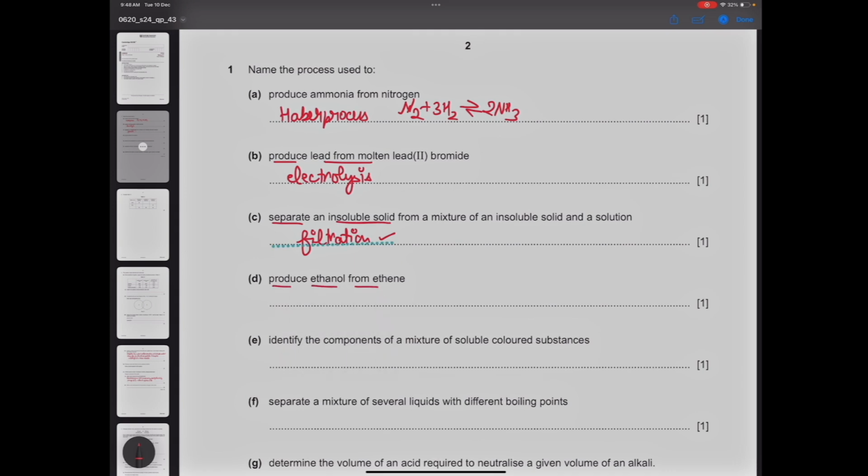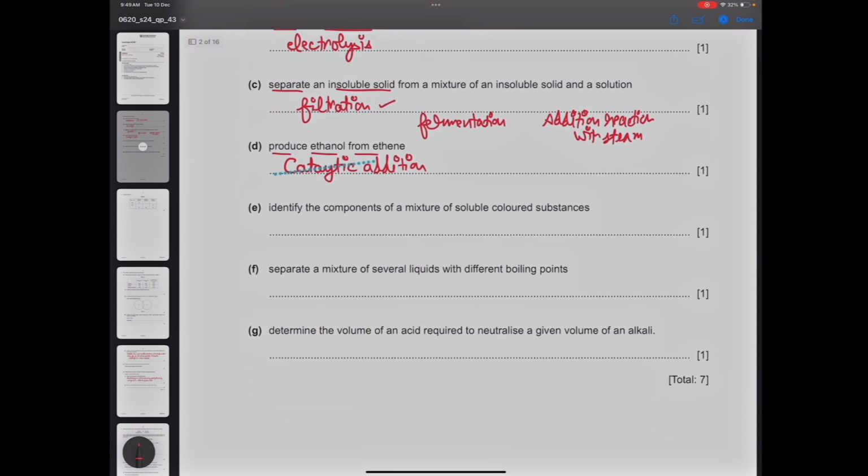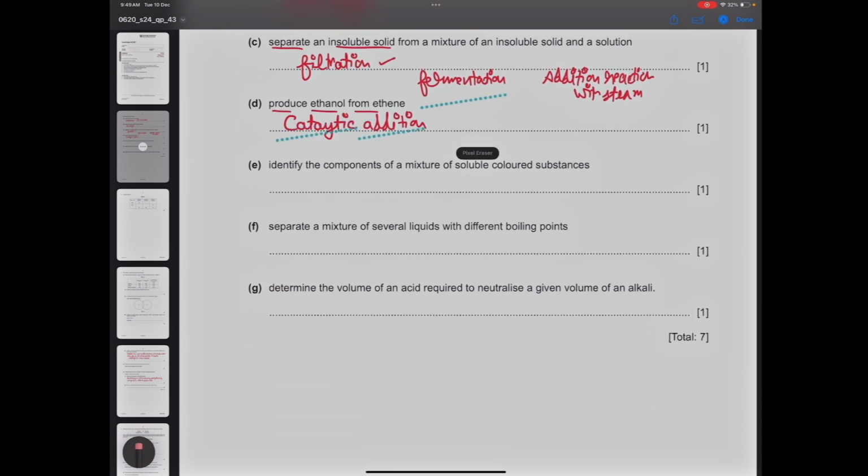How do you produce ethanol from ethene? We know that in our syllabus there are two methods to produce alcohol. One is fermentation and the second one is addition reaction with steam, which is also called hydration reaction. So what you need to mention here is catalytic addition, because a catalyst is also required in this. So catalytic addition.